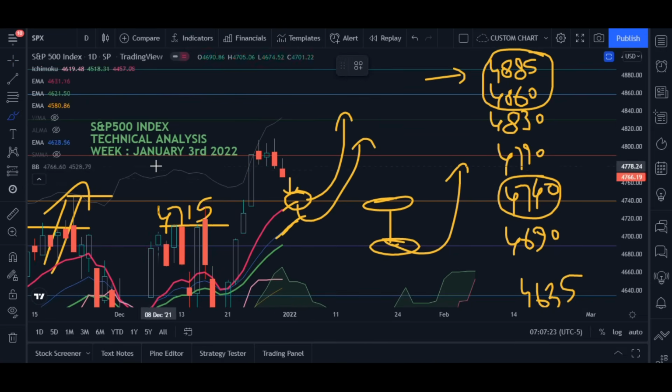Okay guys, so this was my technical analysis for the week of January 3rd, 2022.